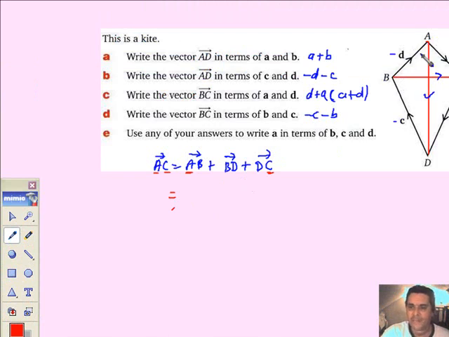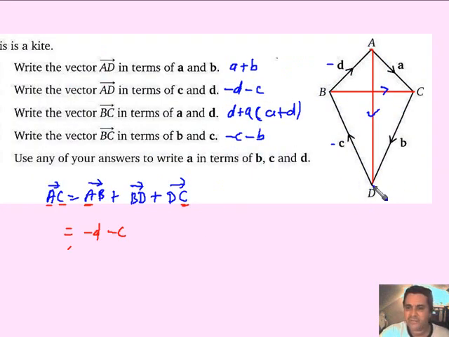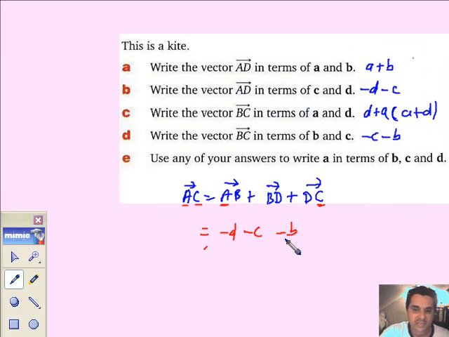A to B is known as minus D, because I'm coming against that traffic, so that's going to be minus D. B to D, that's going to be minus C, so I'm going in the opposite direction. And then I'm going from D to C, which is against the flow of the traffic of B, so that's going to be minus B. So if I want to write it nicely, I'm supposed to get it into order. It's minus B, minus C, minus D.